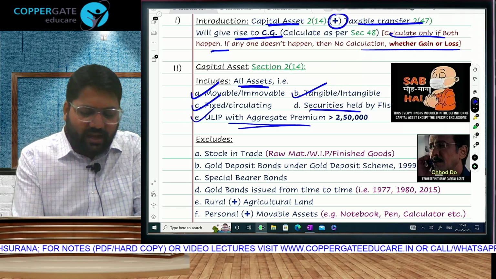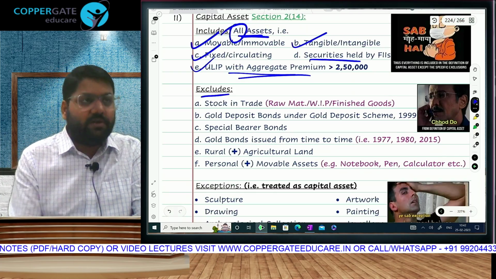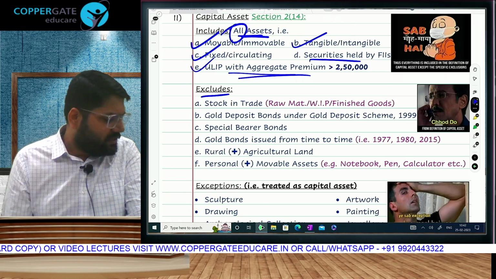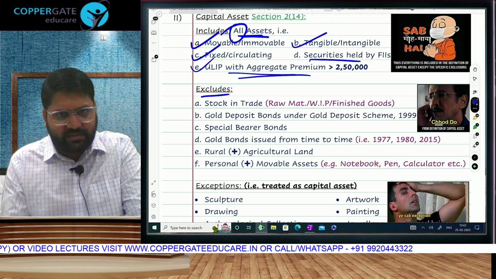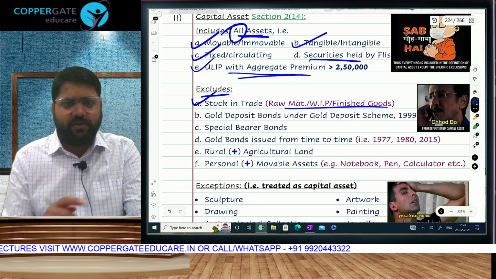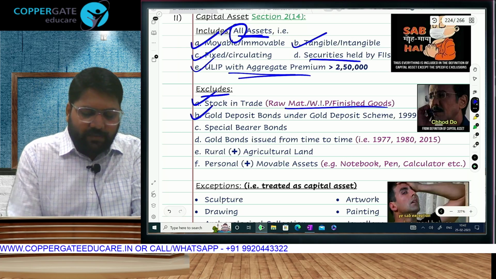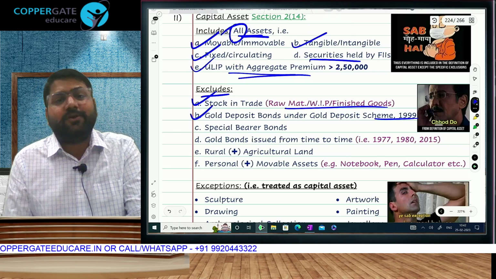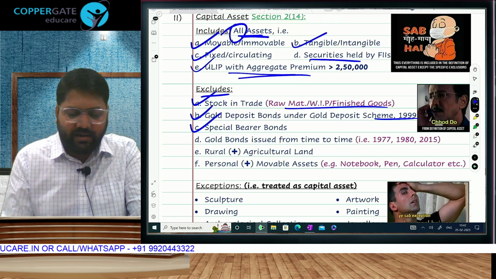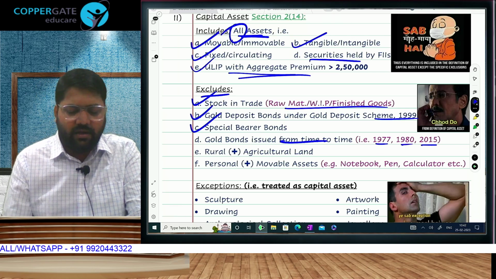In other words, everything is a capital asset except the following. Only the following will not be treated as capital asset. Everything else is going to be treated as capital asset. So what are the exclusions in the definition of capital asset? 1. Stock in trade, whether raw material, WIP or finished goods, because the sale of them is obviously covered under business or profession. Gold deposit bonds under the scheme of 1999 to remove illegal gold from the market. Special bearer bonds to remove illegal money from the market. Gold bonds issued on multiple occasions: 1977, 80 or 2015.